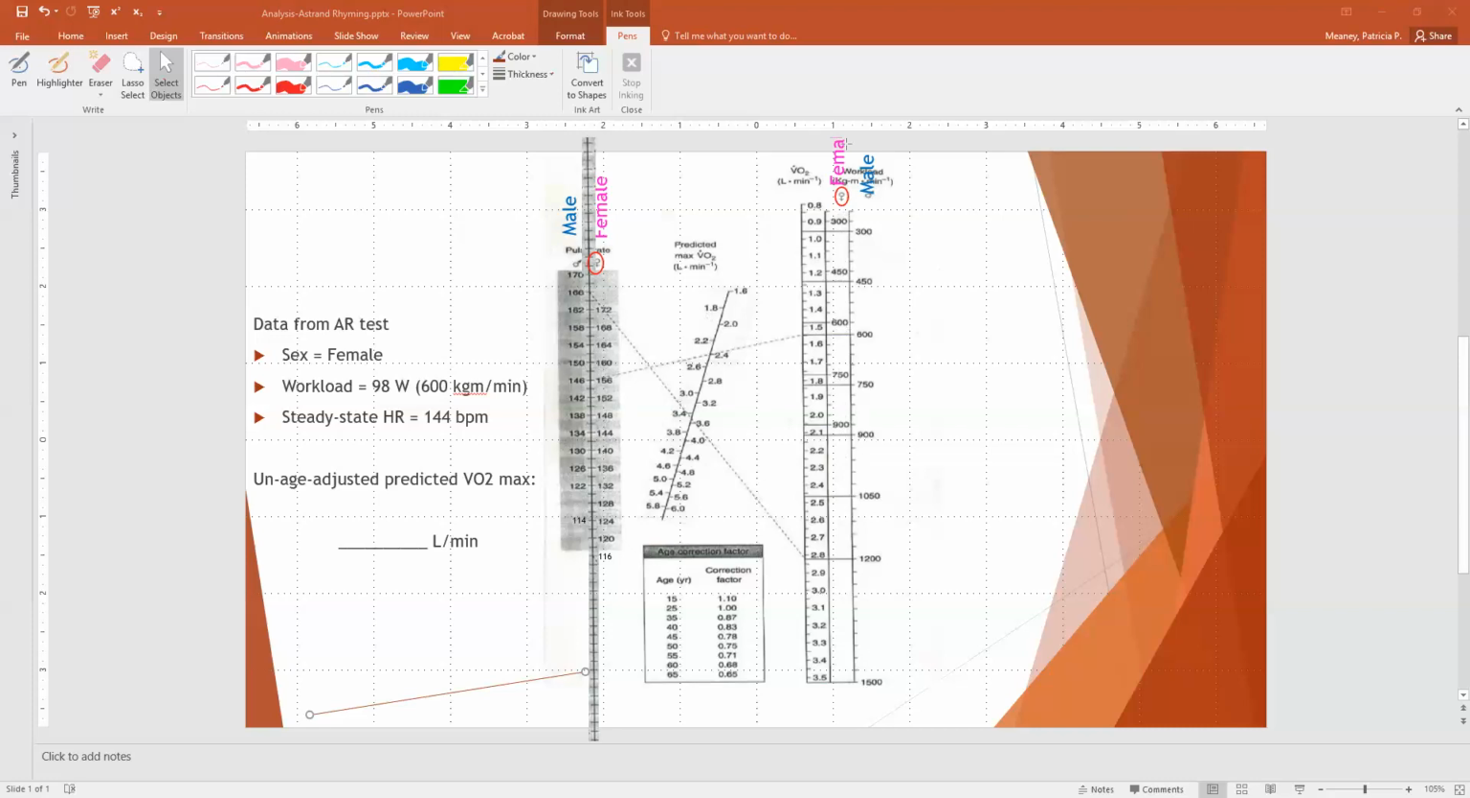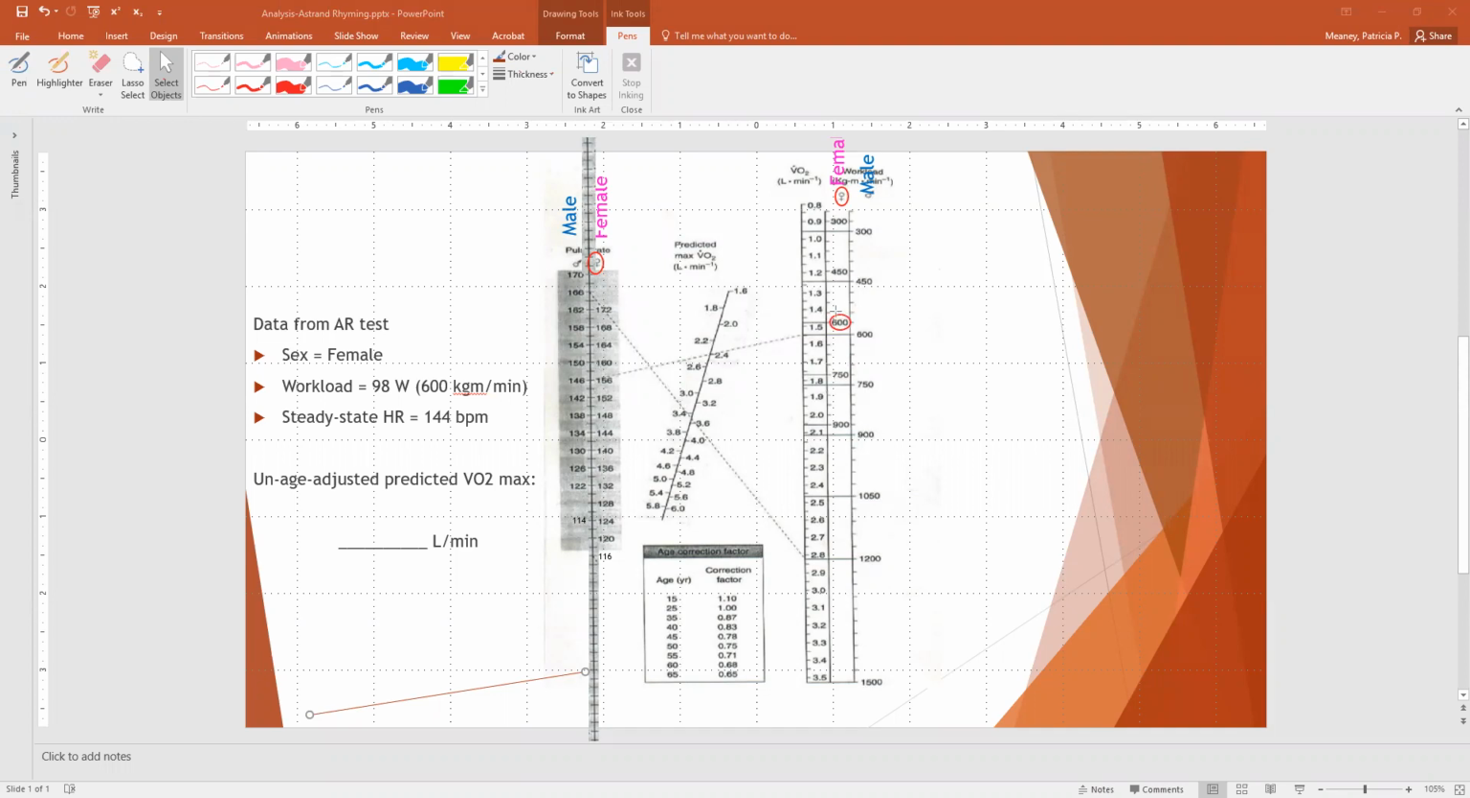So now that we have that straight, we're going to start plotting our points. We have here a workload of 98 watts. Again, 98 watts is the same as 600 kilogram meters per minute. So I'm going to find 600 kilogram meters per minute on the workload side of my nomogram, and I'm going to put a circle around it.